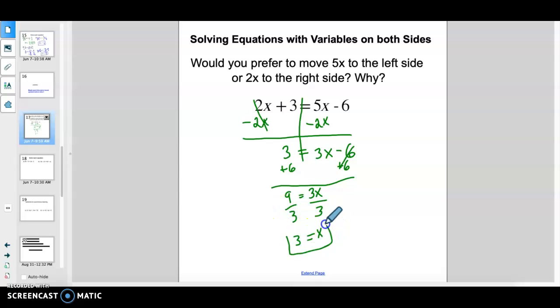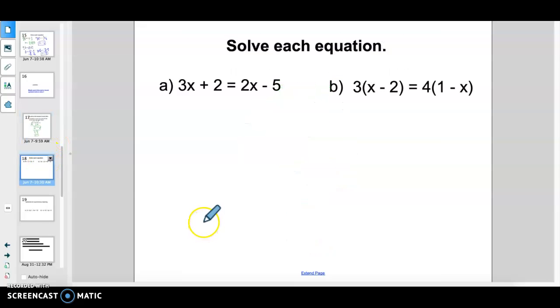And then if I wanted to check my answer, I could take 3 and plug it in on both sides of the equation. So 2 times 3 is 6, 6 plus 3 is 9. 3 times 5 is 15, 15 minus 6 is also 9. So we know we got the correct answer. Let's just check out a few other examples.